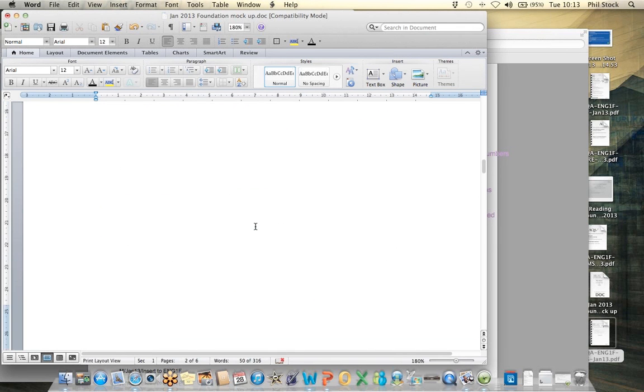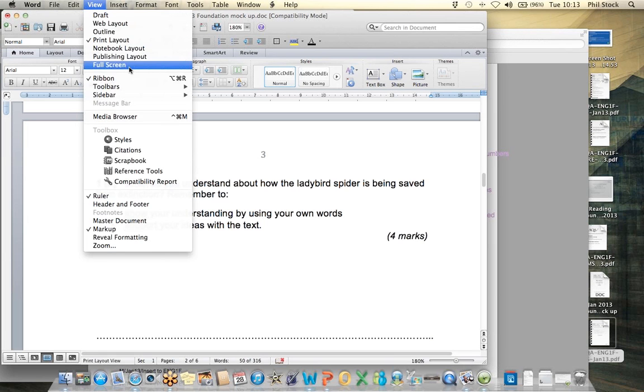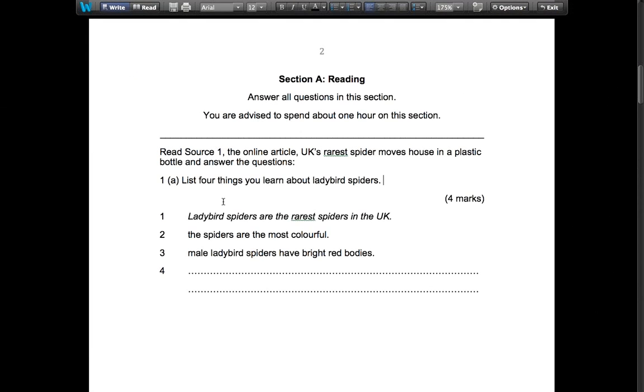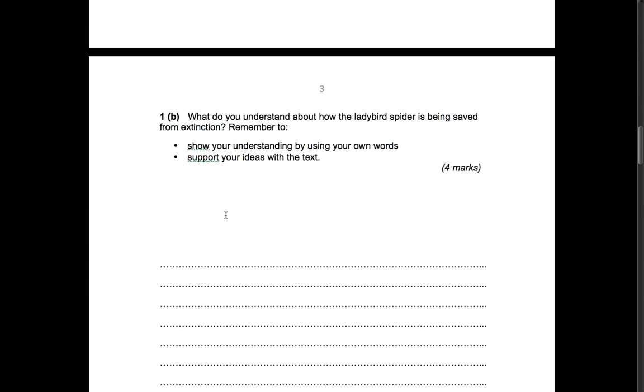If we now move on to the second question, this is when things get a little bit trickier, not much more, but just a little bit trickier. And it says here for question 1B, what do you understand about how the ladybird spider is being saved from extinction. And helpfully, and this hasn't always been the case, but I think it's more likely to be so for the exam that you're sitting shortly, you get some bullet points just to remind you. Show your understanding by using your own words and support your ideas with references to the text. And that's quite important that you do that.